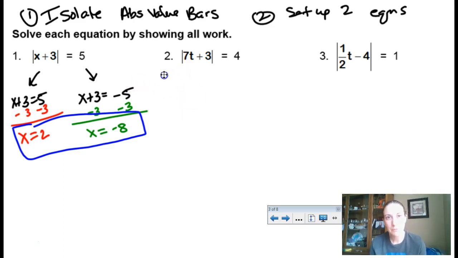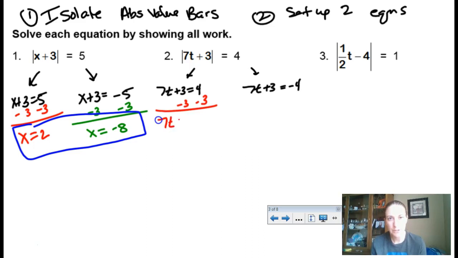So number 2, setting up my two equations because it's already isolated: 7t plus 3 equals 4, and 7t plus 3 equals -4. Solving the first problem and creating the first solution, let's see, that'd be a 1, and then dividing both sides by 7 would be 1/7.